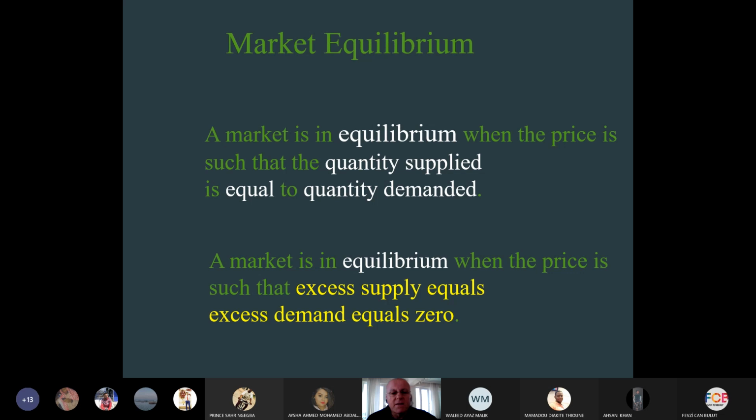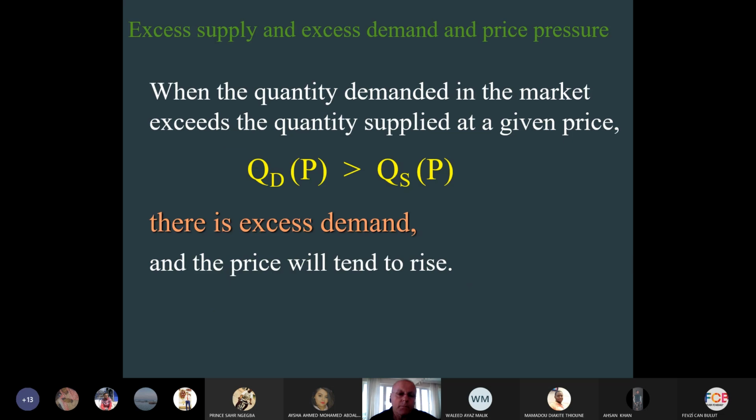A market is in equilibrium when the price is such that the quantity supplied is equal to the quantity demanded, as we have mentioned. The market is in equilibrium when the price is such that the excess supply equals the excess demand equals 0. Therefore, if there is no difference between supply and demand, as I said, if 5,000 units are produced and 5,000 units demanded, then there are, of course, 0 units of excess or scarcity. Then there is an equilibrium amount in the market. And when you multiply this with the price, you will get the equilibrium quantity in monetary value.